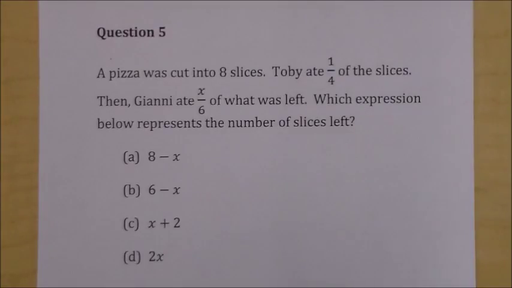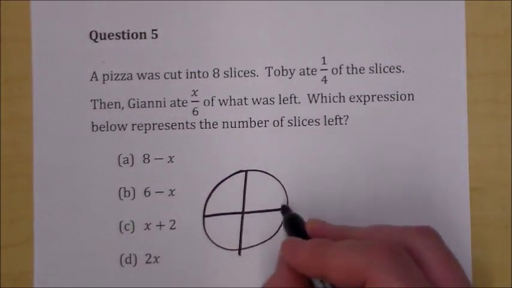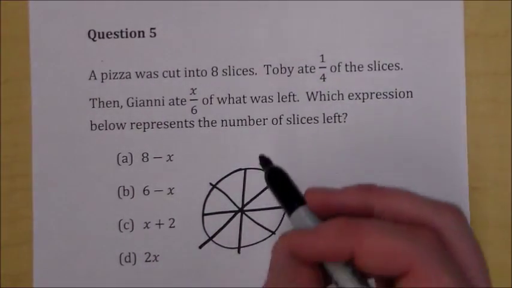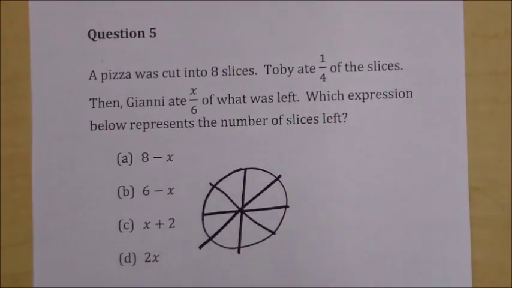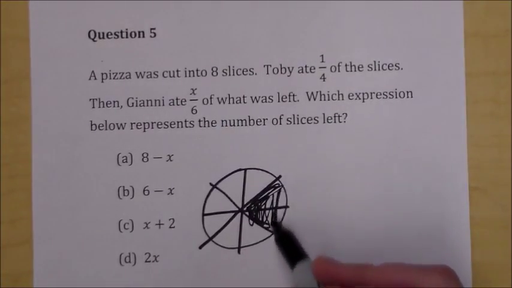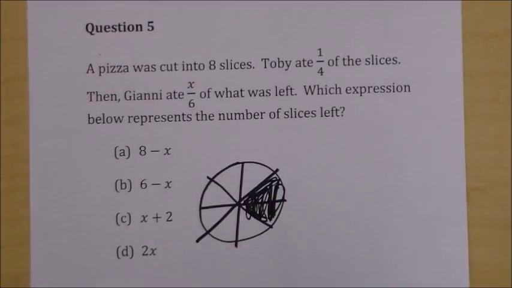Okay, question 5. A pizza was cut into 8 slices. Toby ate a fourth of the slices, then Gianni ate X over 6 of what was left. Okay, so you have 8 slices: 1, 2, 3, 4, 5, 6, 7, 8. Toby ate a quarter of the slices, so Toby ate 2 of the slices. How many slices are left? 6 slices are left. Well, Gianni ate X over 6 of what was left.